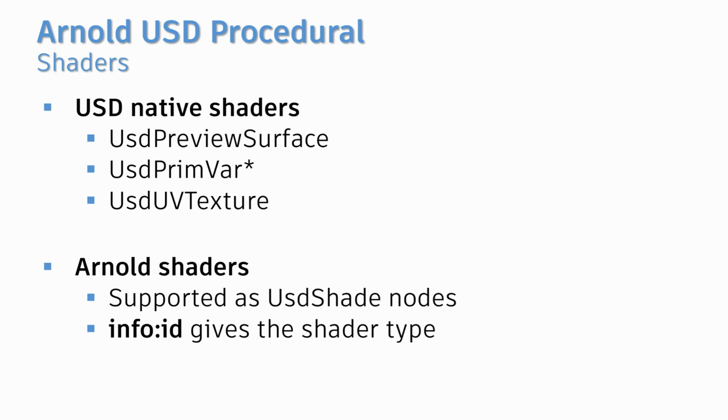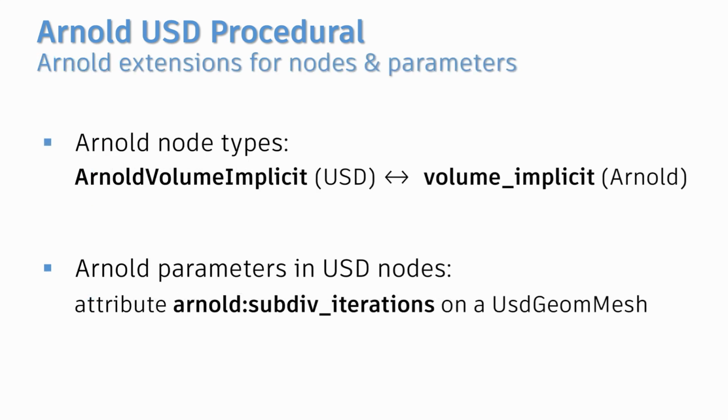While we support the few native USD shaders, this is not enough for production rendering. That's why we also support all the Arnold shaders as USD shade nodes, where the info ID attribute contains the Arnold shader type. We also provide USD extensions to support all the Arnold nodes as USD nodes. USD does not have a concept of operators or a definition for implicit surfaces, for example. You can also set Arnold-specific attributes on native USD shapes, like subdivision iterations on a mesh. They need to be prefixed with the Arnold namespace.